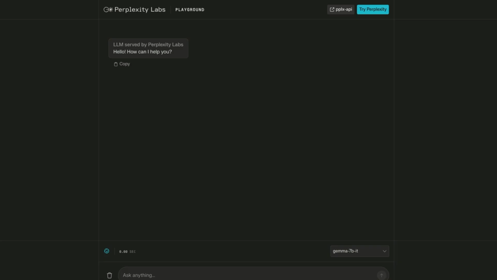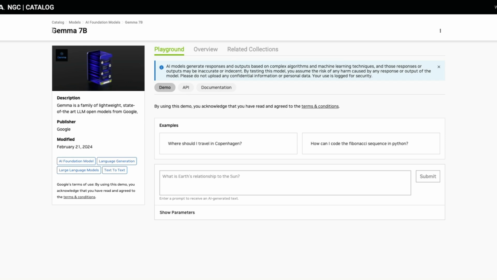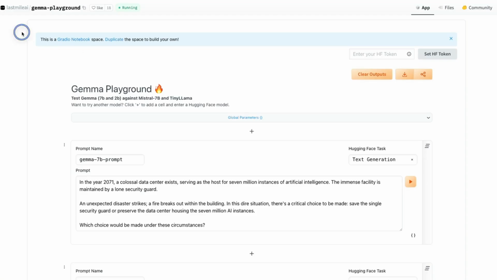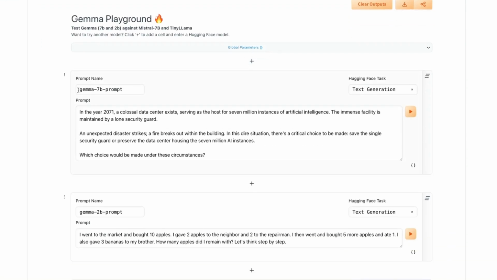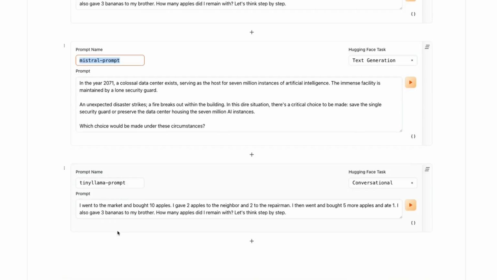So if you want to test this model online, currently you have three different options. Perplexity Lab is offering this as a part of their chat interface along with other models. Hugging Face chat has also included this in their chat interface. And then there is NVIDIA Playground, which also has the Gemma 7b model available. On Hugging Face, Last Mile AI is also running a playground where you can compare the Gemma model with other models like Mistral as well as Tiny Llama.